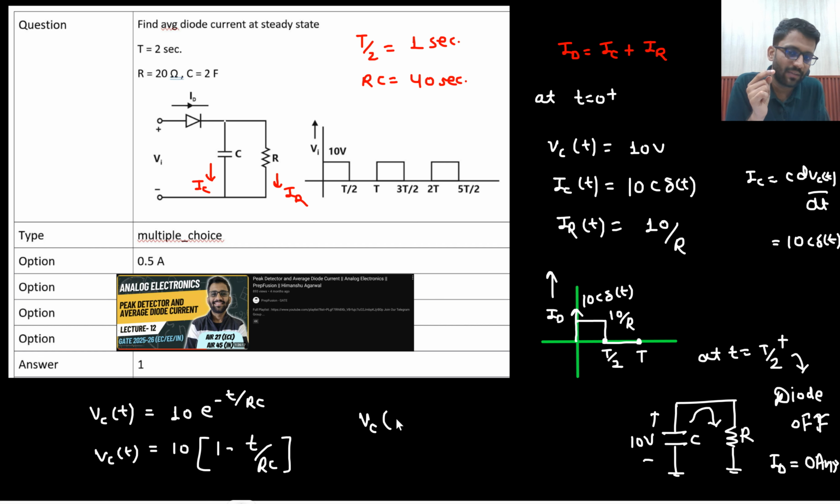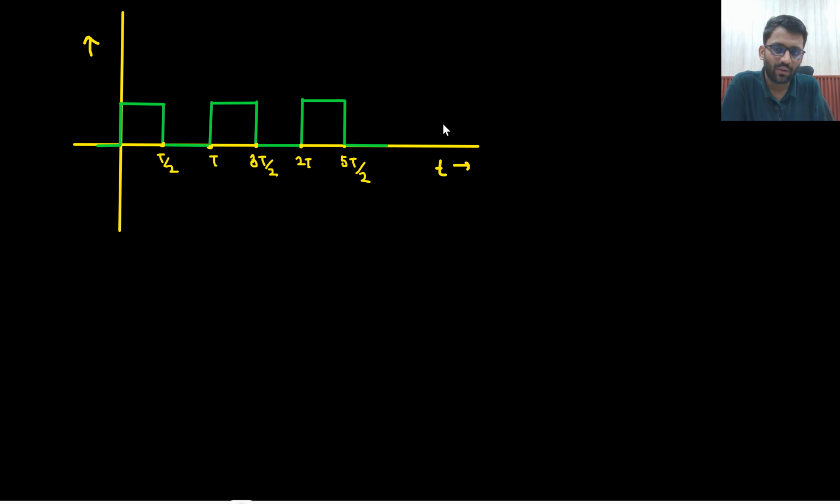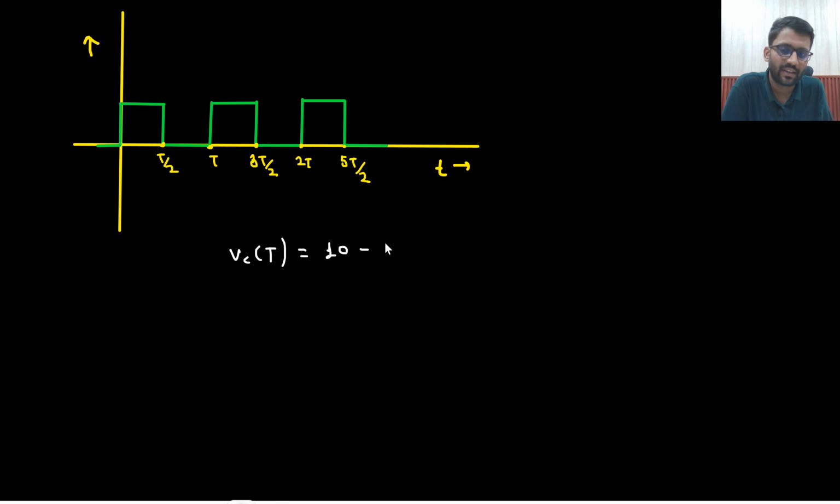Now what you need to find? Find the potential at a time t. What would be your potential at time t? So that would be 10 into 1 minus, what was the window? T by 2 time. So t by 2 RC. So 10 into 1 minus, what is the value of t by 2? 1 by 40. This is your VC of t. Now your VC of t has become 10 into 1 minus 1 by 40, that is 10 minus 10 by 40.